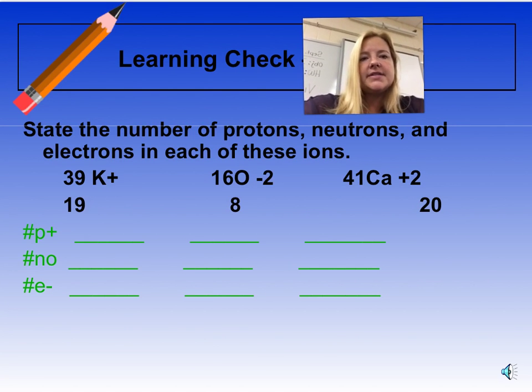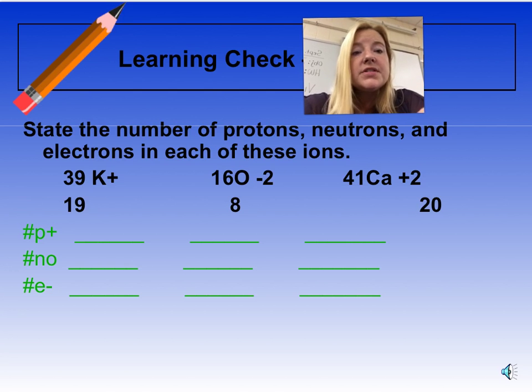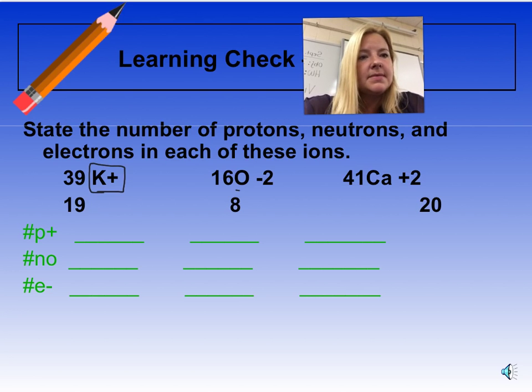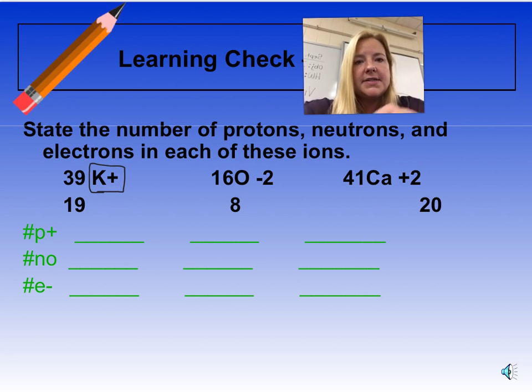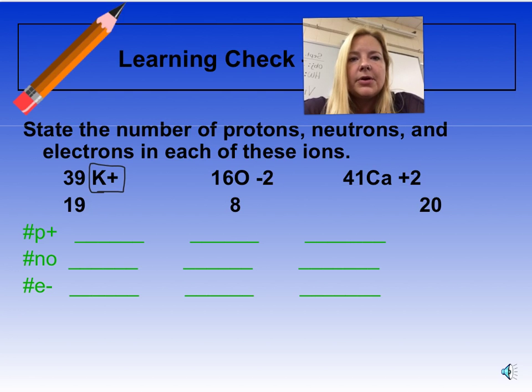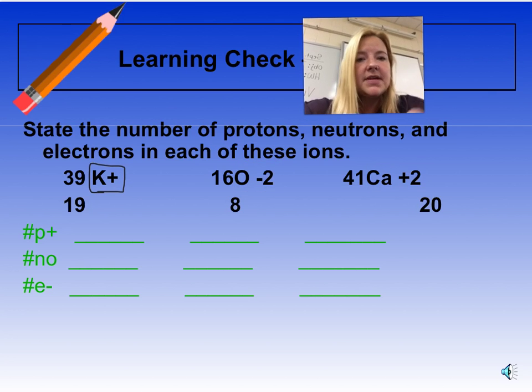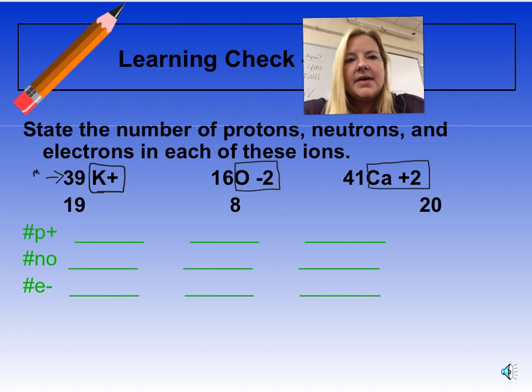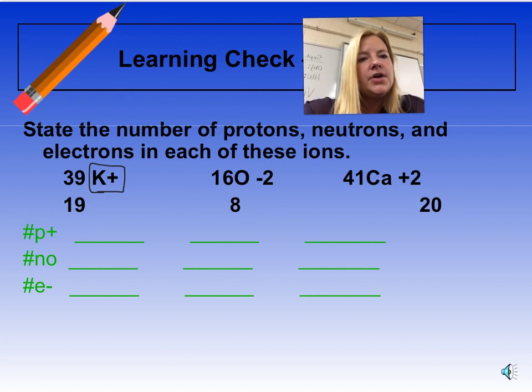First thing I need to point out is how you're going to see ions written. Most of the time, you're going to see an ion just written with the element symbol and then the charge next to it. Now, the only reason I've given a little bit more information is so that you don't have to pull out your periodic table. When you see numbers to the left, the number at the top is going to be the mass, and the number on the bottom is going to be the atomic number.